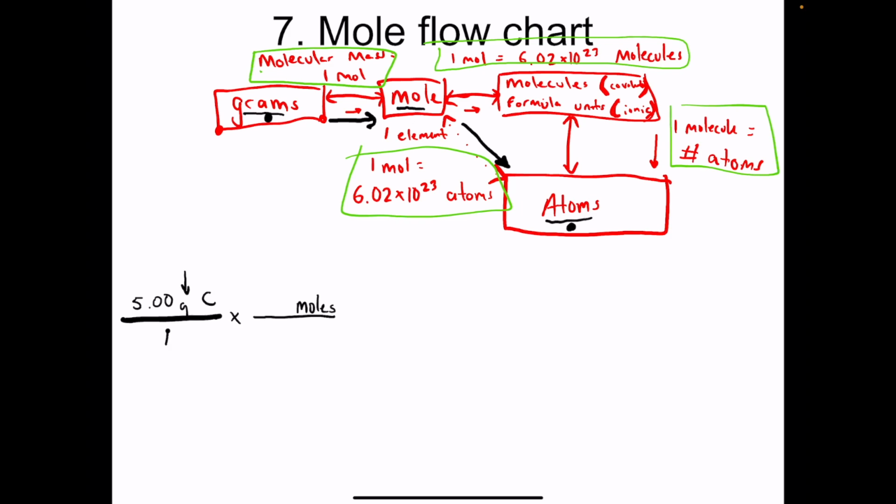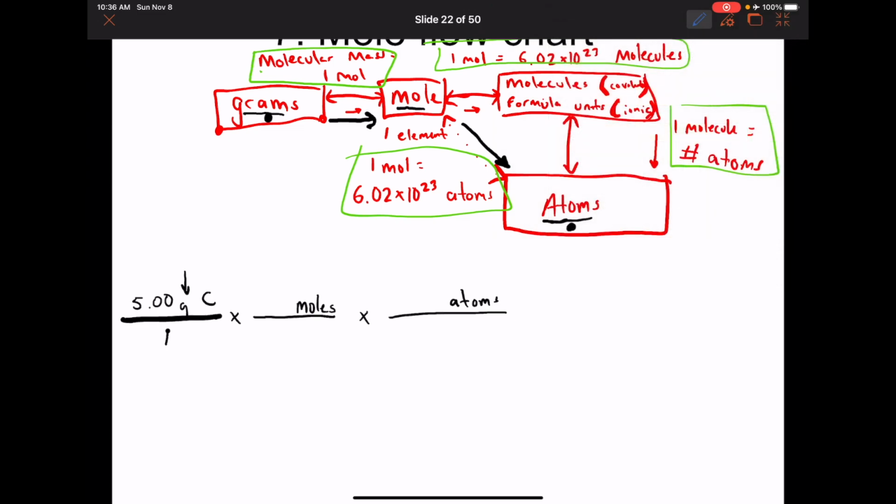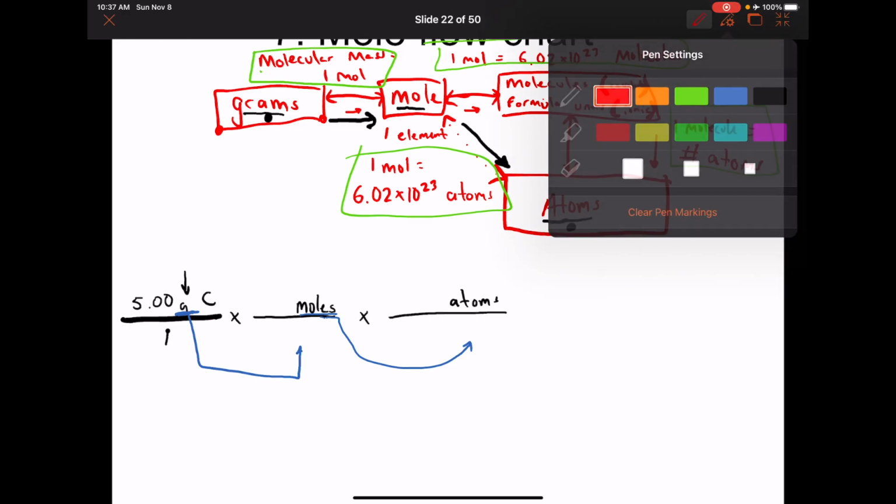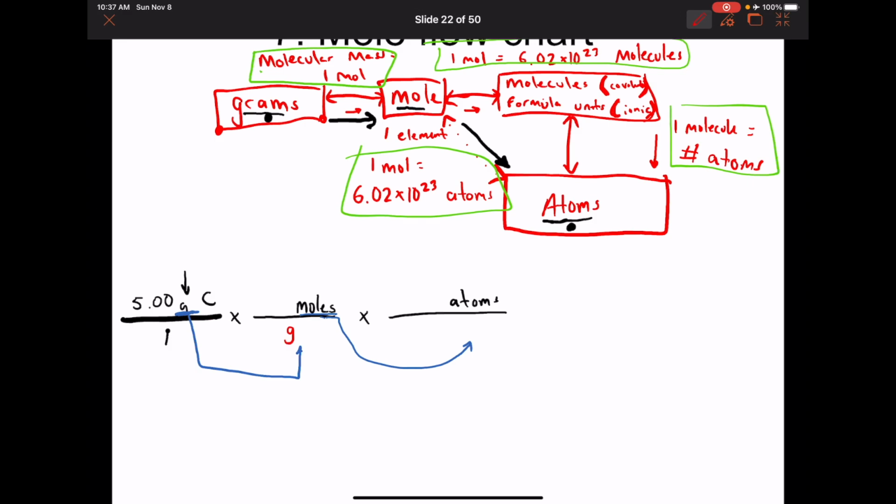And then the next thing that we have is atoms. By using the mole flowchart, you can figure out what's going to go on the top for your problem. Now, to figure out what goes on the bottom, it's whatever you have here. So what's on the top from the one before gets put on the bottom of the next one. So moles is going to be put down here. Grams is going to go down here, because there's grams up here.